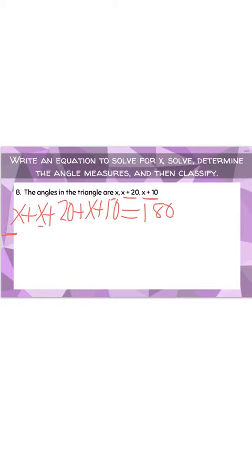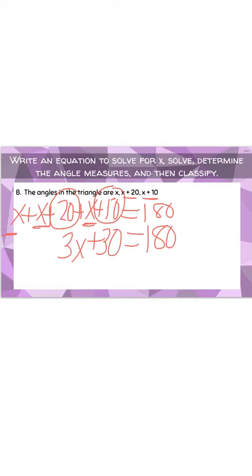We have three x's here that we can combine, and that makes 3x. We also have a plus 20 and a plus 10 that we can combine because they're constants, and that makes plus 30, and it will equal 180 degrees. Now to get rid of the 30, we undo the addition by subtracting 30 on both sides. That leaves us with 3x equals 180 minus 30, which is 150.